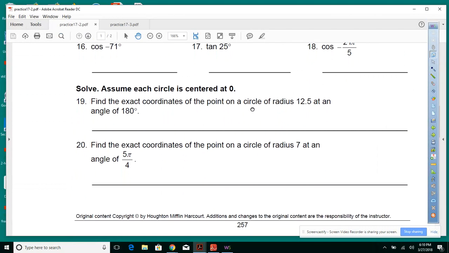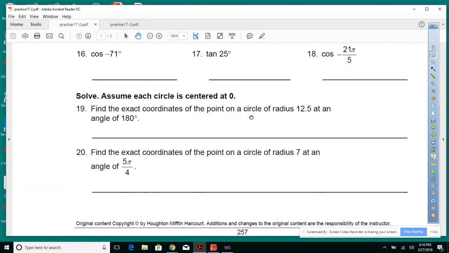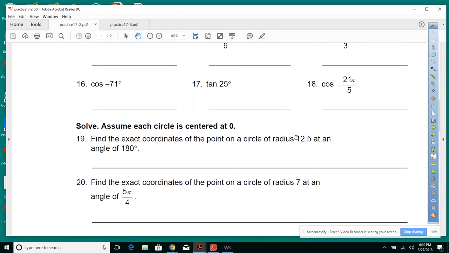Let's look at number 19. Find the exact coordinates of a point on a circle with a radius of 12.5 at an angle of 180 degrees. Well, what is 180 degrees? That's pi, isn't it?